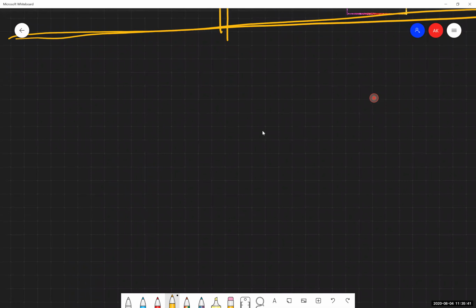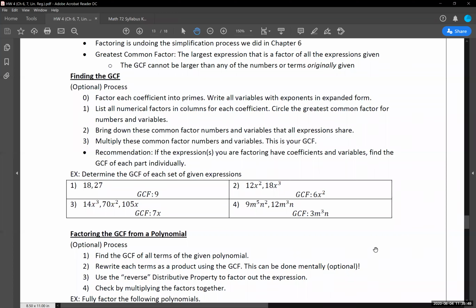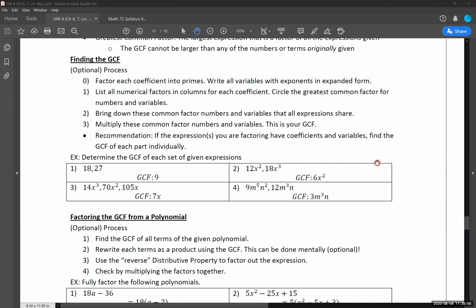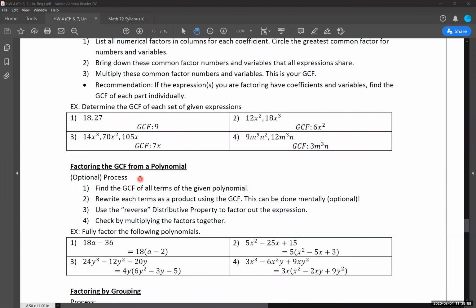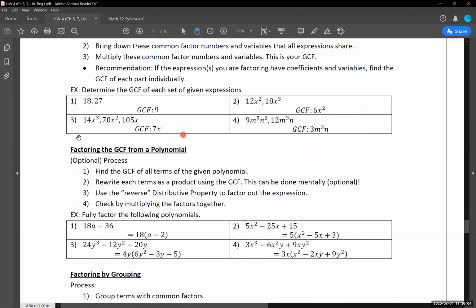I'm going to jump us back over to our notes. Okay, so factoring the greatest common factor from a polynomial. So we're given some kind of polynomial. It could be a binomial, trinomial, could have 4 terms, 5 terms, 10 terms, whatever. So we are going to find the greatest common factor with all of these again. So we'll see more examples of that.